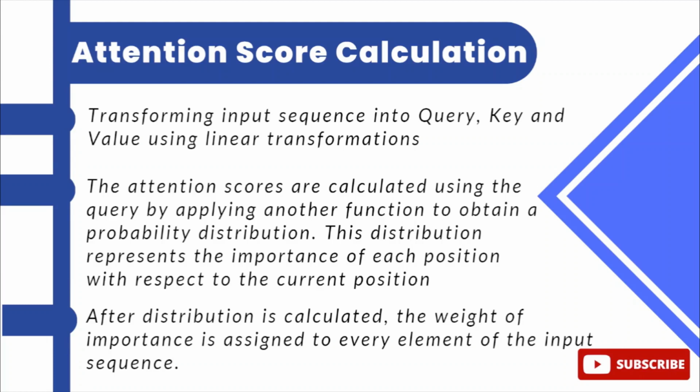If you are not aware of probability distribution, please do let me know. I will explain it separately as well. This distribution actually represents the importance of each position with respect to the current position. For the probability distribution, we already know that it gives the possible values that a random variable can take and the likelihood of each value occurring. So we'll not go deep into that. Once the distribution is calculated, it's time to assign the weightage of importance to every element of the input sentence based on the attention score calculated using the probability distribution.